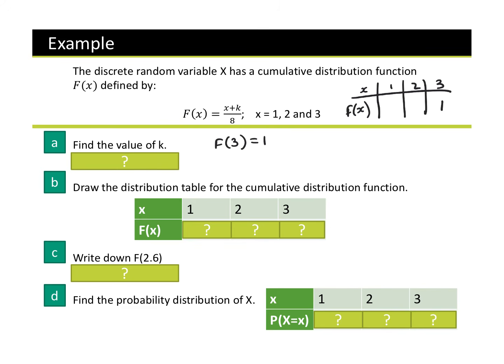Okay? And in this case, your x is 3, isn't it? So we could use that in our formula. That means 1 equals (x plus k) over 8. But we know that when f of 3 equals 1, our x is 3, isn't it? So 1 equals (3 plus k) over 8. So 8 equals 3 plus k. So therefore, k equals 5. So k equals 5. Nice and simple.